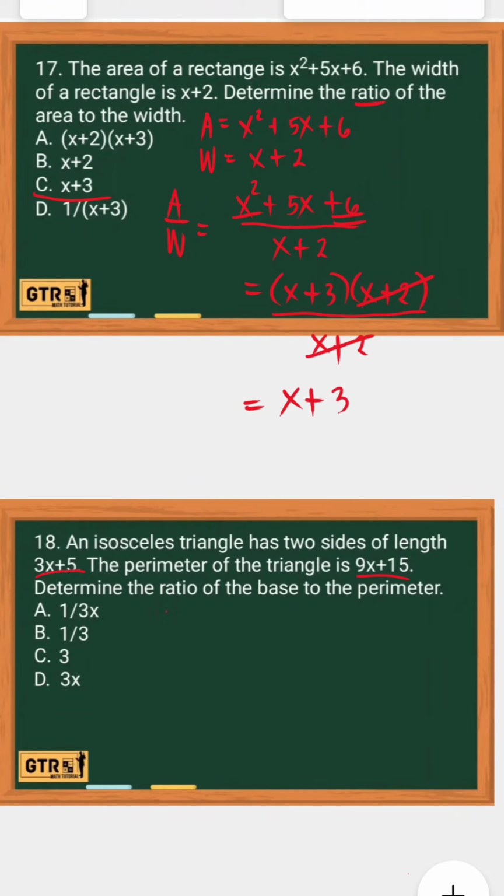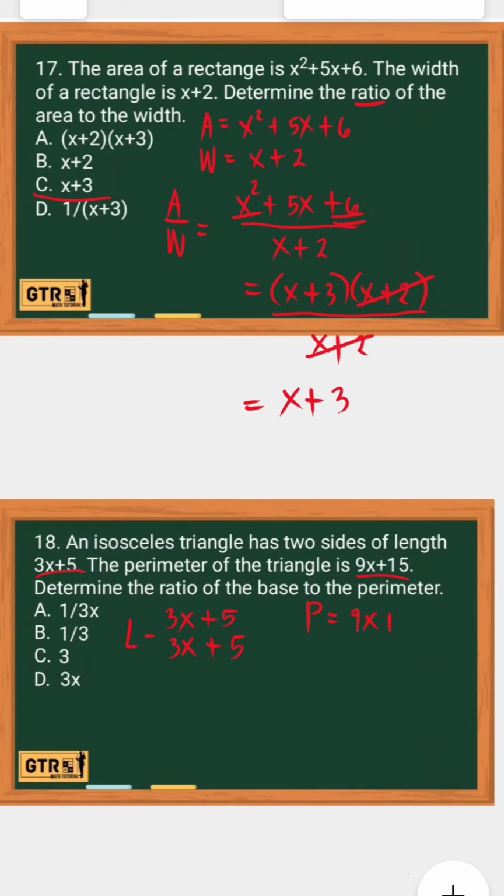So there are two 3x plus 5, because there are two sides, right? So we have 3x plus 5, and there are two of them. The perimeter is the total sum of the three sides. So what we are looking for is the ratio of the base to the perimeter. Let's call L the length of the two equal sides. And then our perimeter is equal to 9x plus 15.